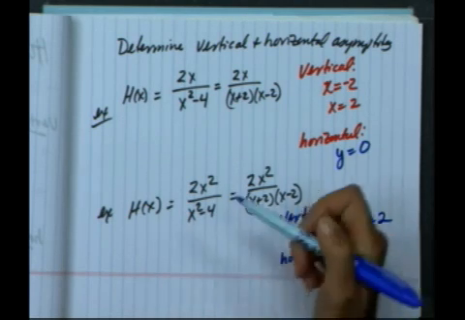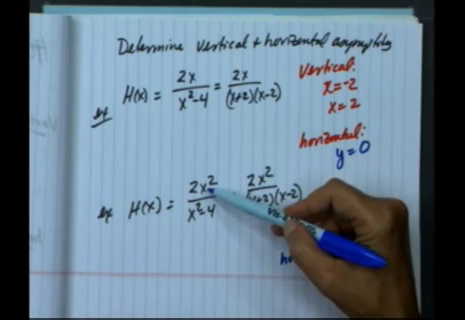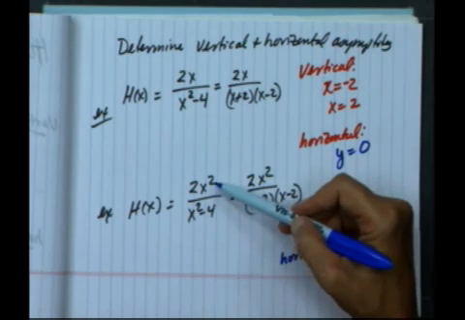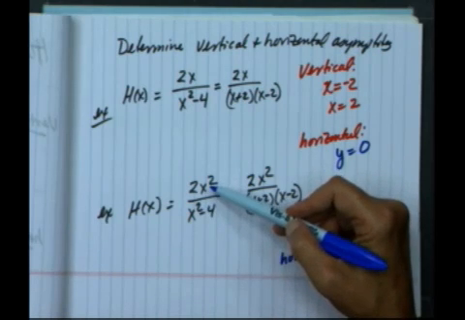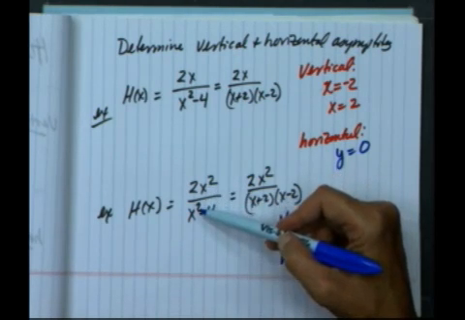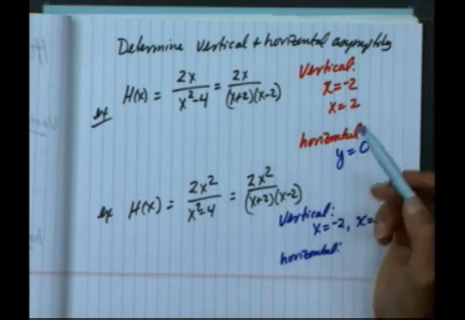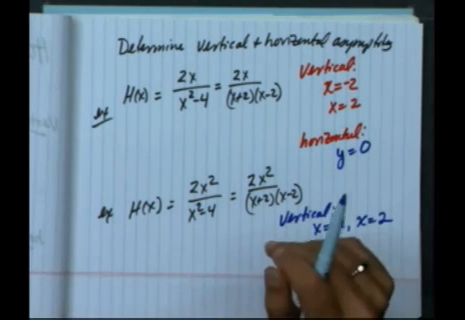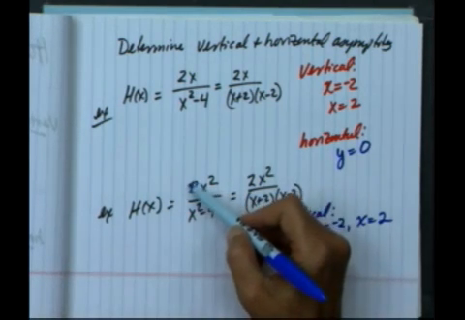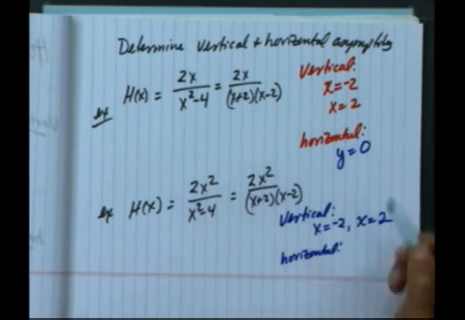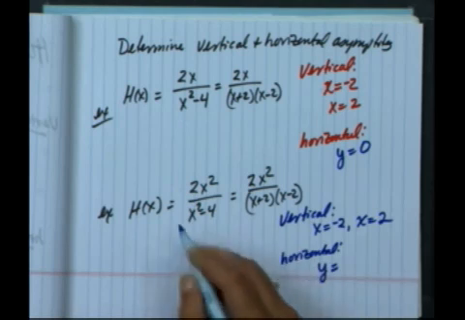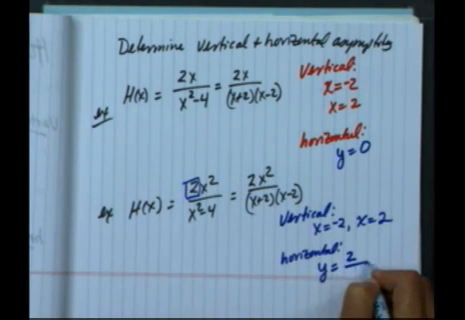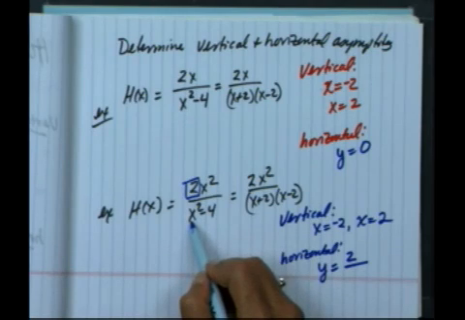Horizontal. All right, what do you notice about the degree of the numerator and the degree of the denominator? They're the same. Second degree in the numerator, second degree in the denominator. So my crude definition on the previous page says, look at the coefficient in the numerator. So it's going to be y equals, the coefficient in the numerator is 2. What is the coefficient in the denominator?